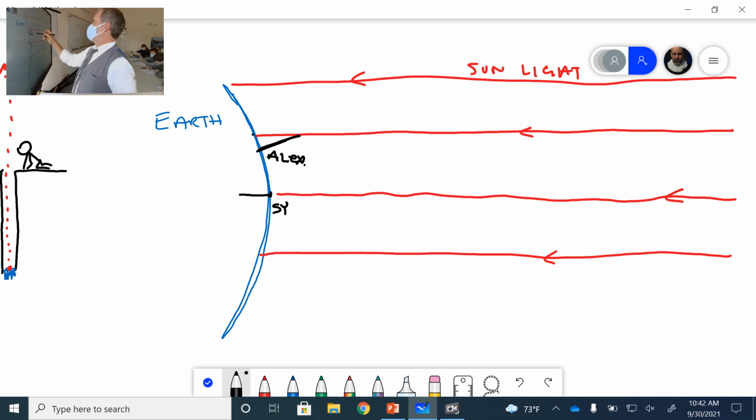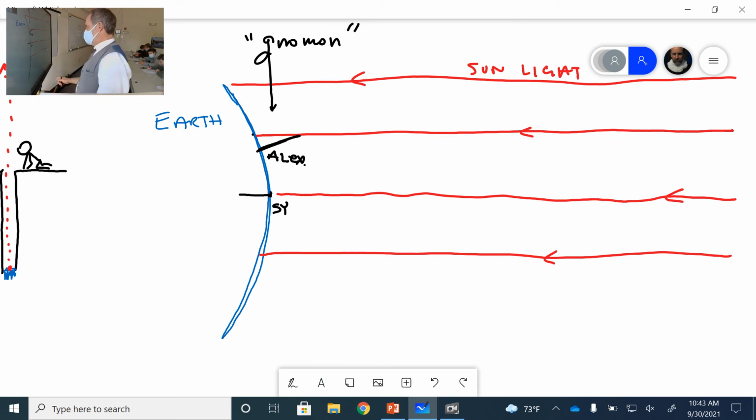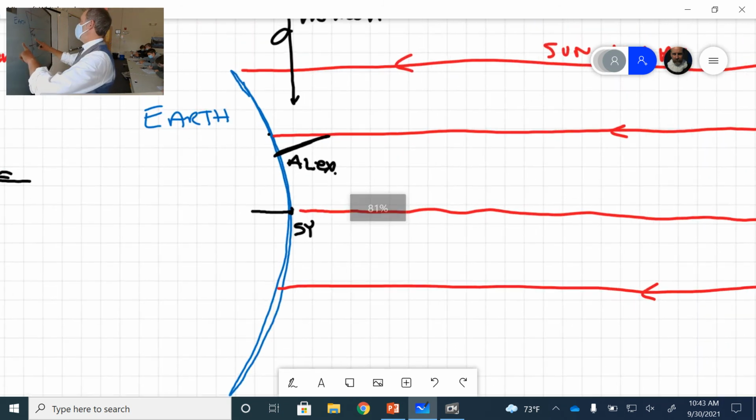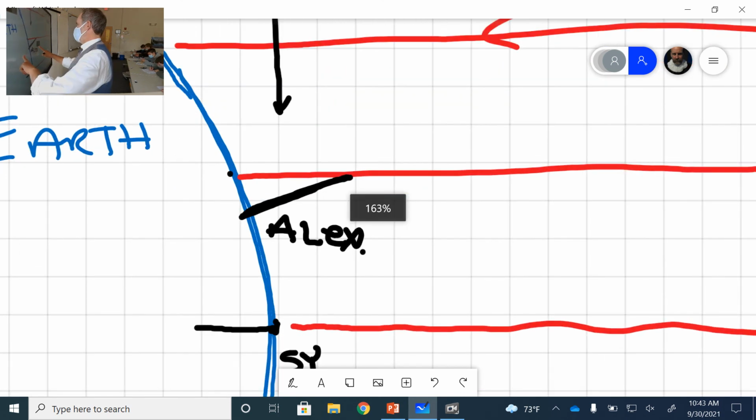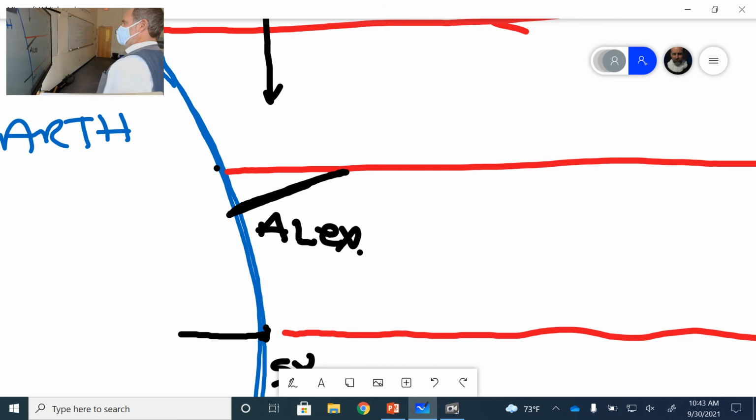So in Alexandria, he set up a pole. We would now call that pole a gnomon. And what he did was he said, if I do that... Is gnomon spelled with a G? It is spelled with a G, like gnome. Yeah, it's spelled with a G. Gnomon. Yeah. It's crazy.